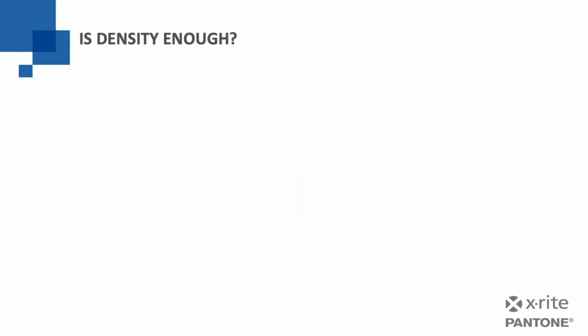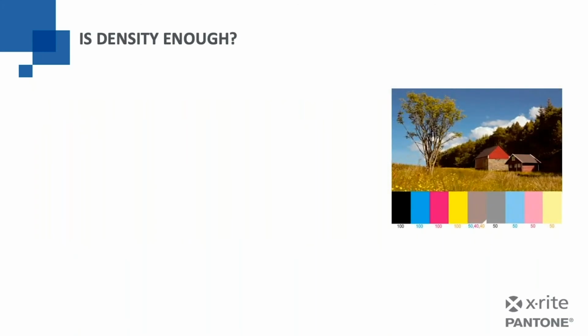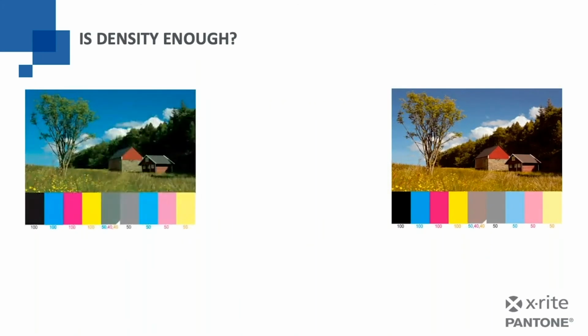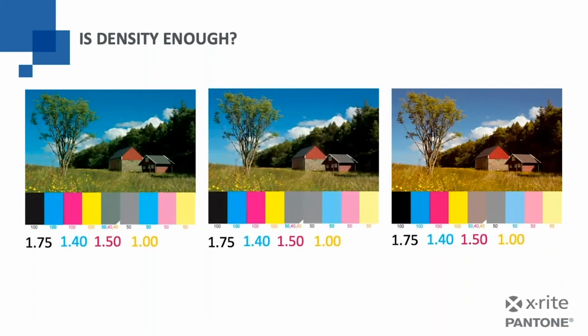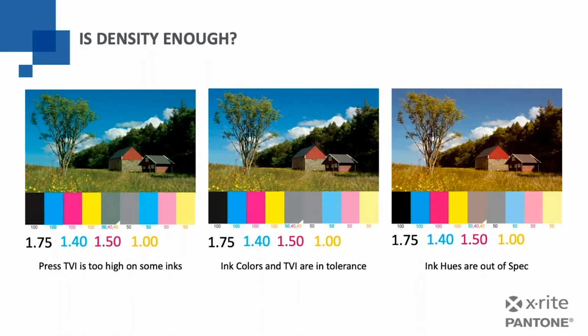But take a look at these three images. The densities are the same, but the appearances don't match. How can that possibly be? Well, if the ink colors or the TVI, known as dot gain, drift out of tolerance, the density is not going to tell you that the appearance is wrong.